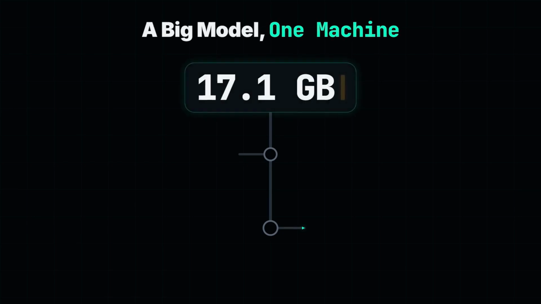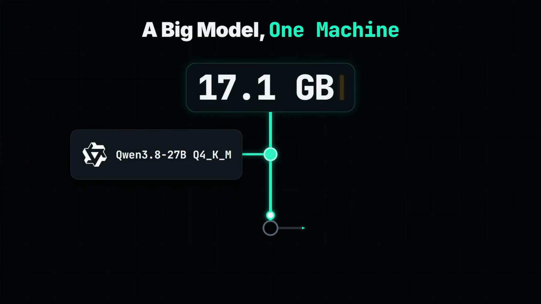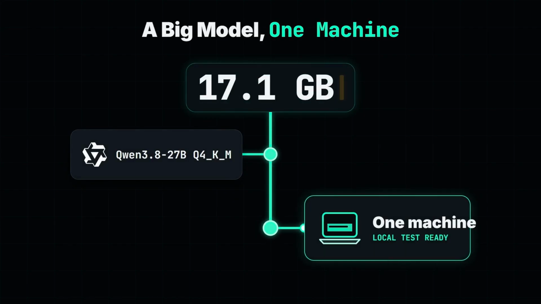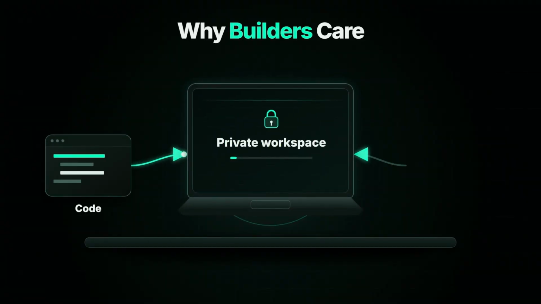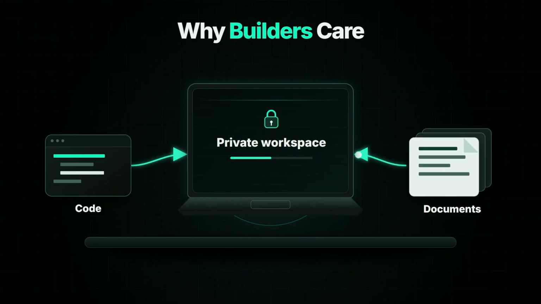Imagine a 17.1 gigabyte model file on your laptop storage. That size makes local testing tangible, but doesn't prove speed. Now picture using it for private code or document work. That requires the file, working memory, and runtime to fit together.